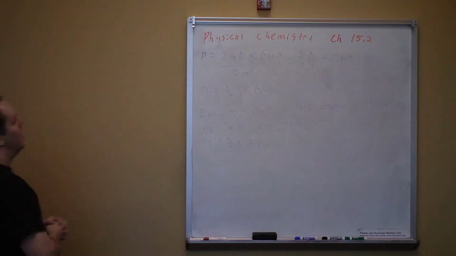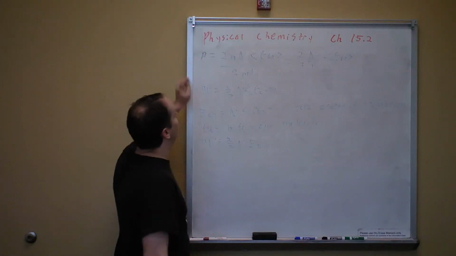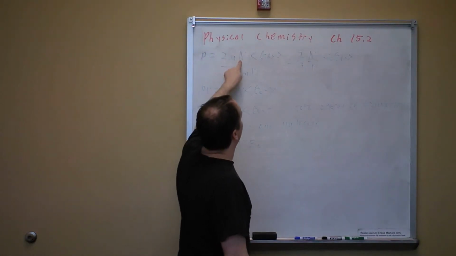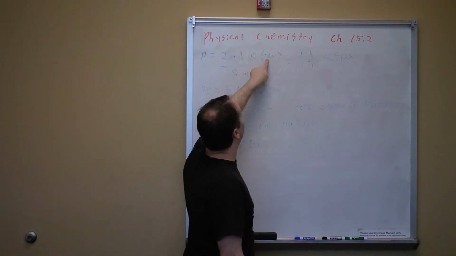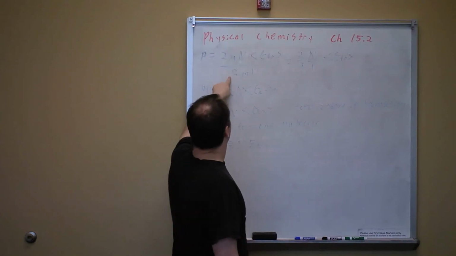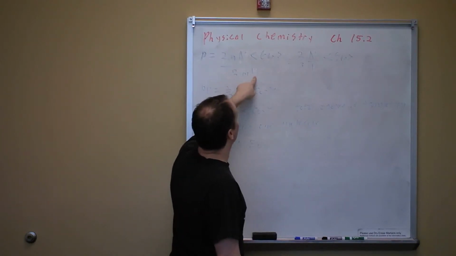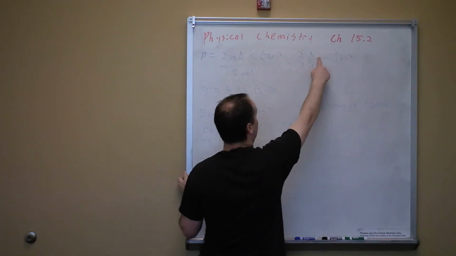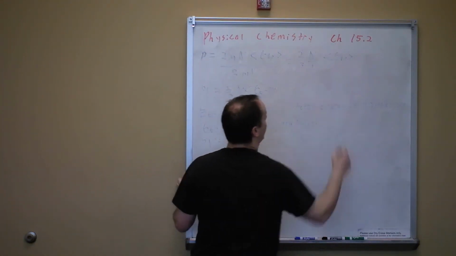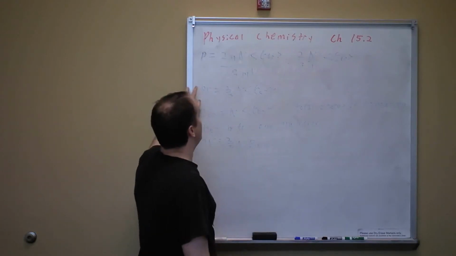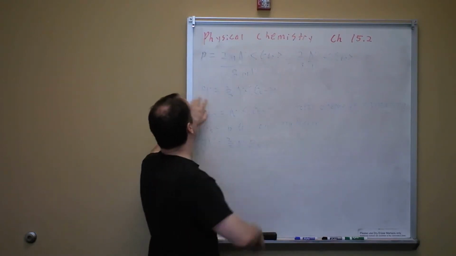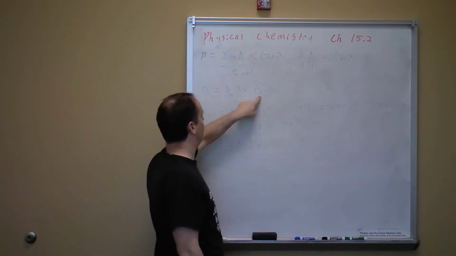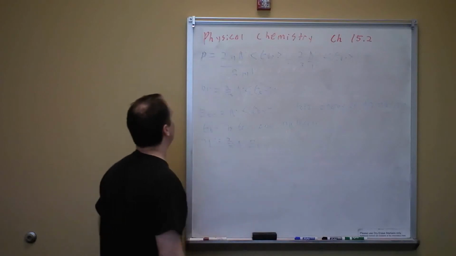Alrighty, then continuing on pressure derivation. Now we have pressure is equal to 2 times the mass times the number of molecules times the average energy of translation divided by 3 times the mass times the volume. Obviously the masses are going to cancel out. So we're just left with 2/3 times the number of molecules divided by the volume times the average energy of translation. So we're going to multiply both sides by V to get PV. So we get PV is equal to 2/3 times the number of molecules times the average energy of translation.